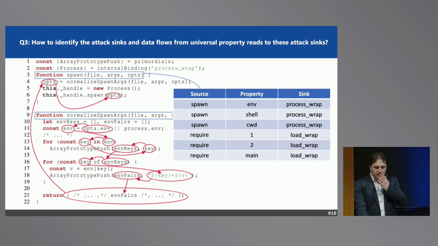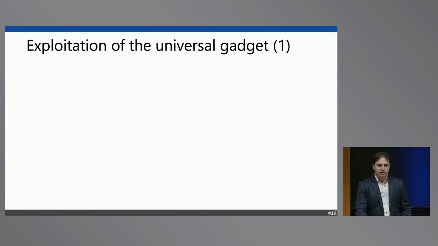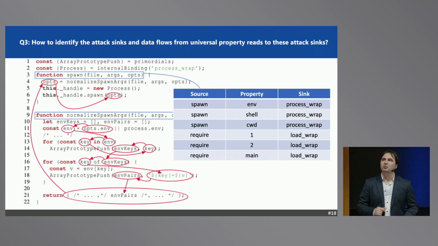Okay? So we do this analysis, and then we find out that this property env, which sets environment variables, and shell, those can reach the spawn function. Okay? So now that we have this, we can build what is called a universal gadget. Because if we're able to pollute properties like this at will, then we can execute basically processes in the system, so we get remote code execution.